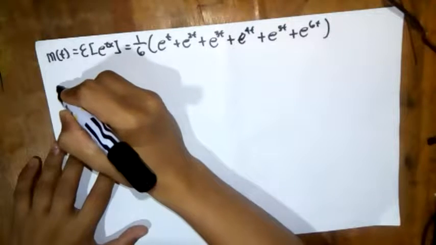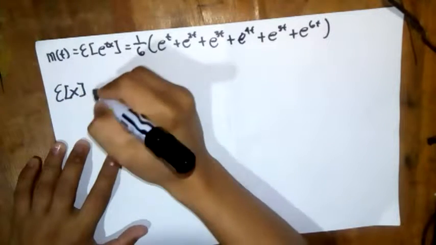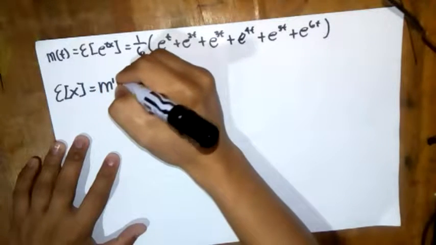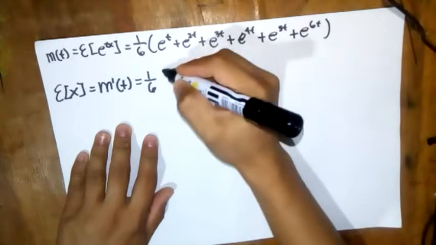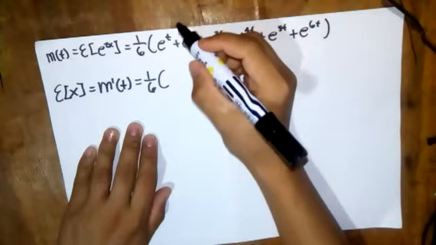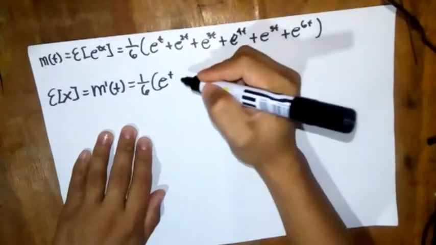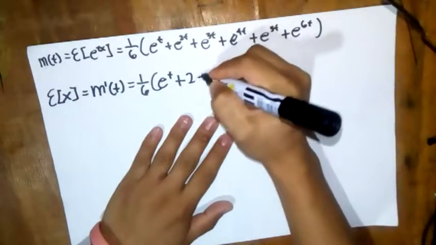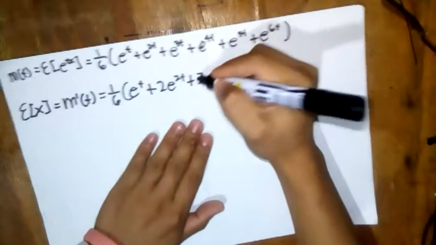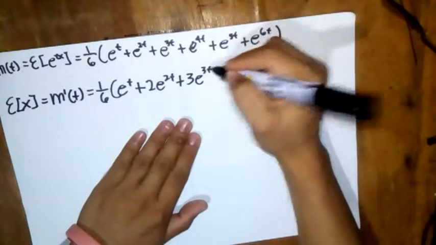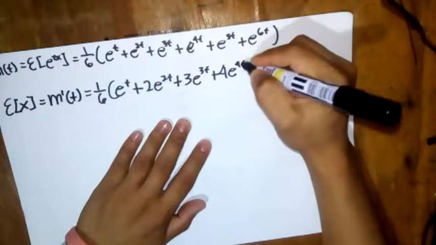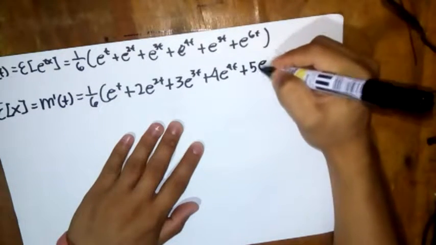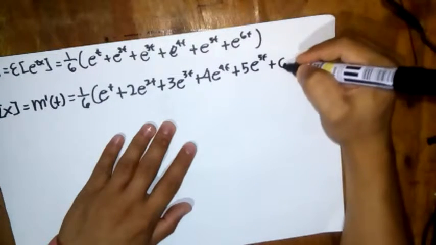define that the mean, or the expected value of x, is equal to the first derivative of the moment generating function. The derivative of e to the t is still e to the t, plus 2 e to the 2t, plus 3 e to the 3t, plus 4 e to the 4t, plus 5 e to the 5t, plus 6 e to the 6t, quantity.